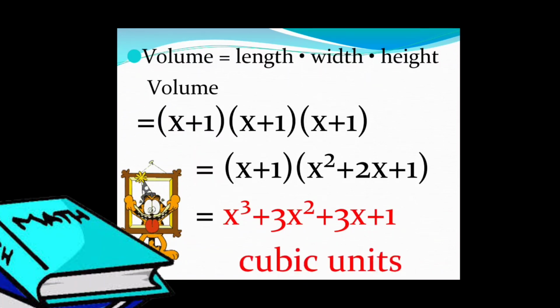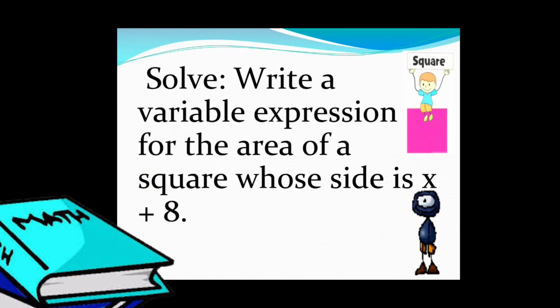For our last problem, write a variable expression for the area of a square whose side is x plus 8. And the answer is the quantity of x plus 8 squared.